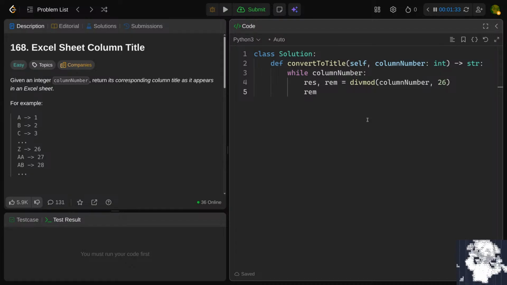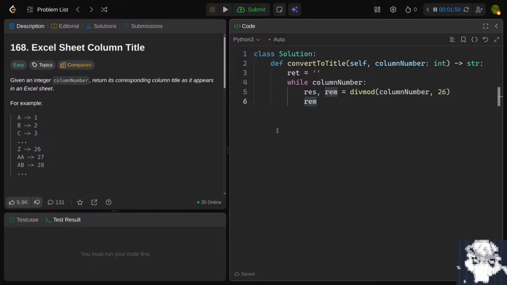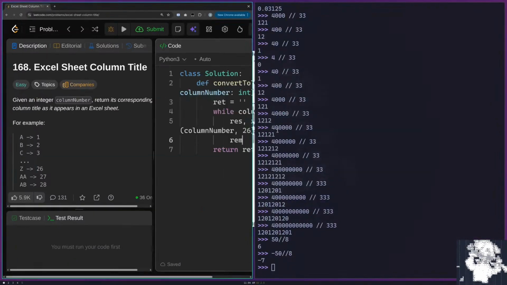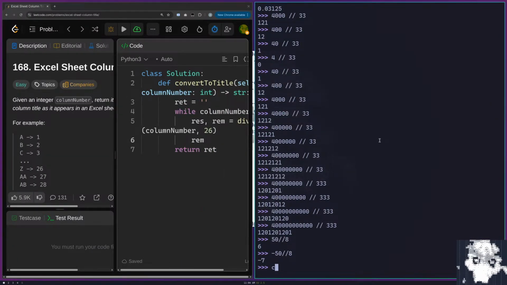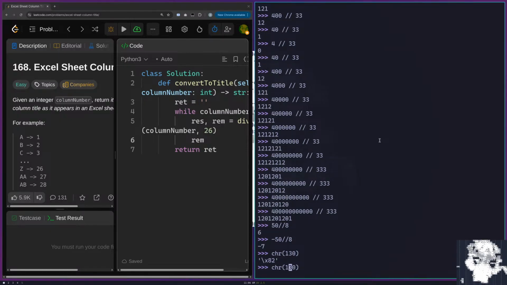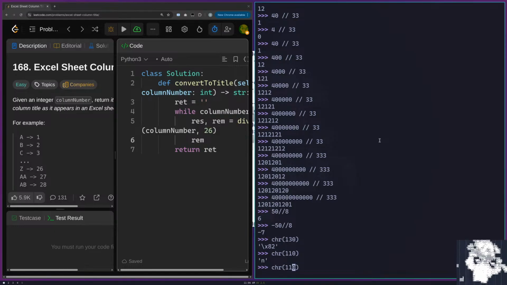The remainder is going to be a number between 0 and 26 that will tell us what character to add to our result. So the remainder, and then at the end we return ret. I'm trying to remember how to do this in Python. So there's ord and chr. CHR of 130. Okay.